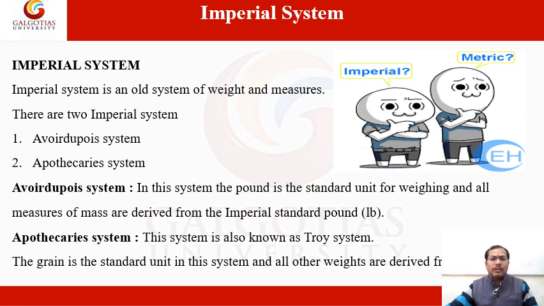And in apothecary system, the grain is the standard unit and all the weights are derived from the grain. The apothecary system is also known as Troy system. It means imperial system is divided into two parts, Avoirdupois and apothecary system, based on the standard unit used to denote the mass. In Avoirdupois system, the standard unit is pound, while in apothecary system, the standard unit of weight is grain.